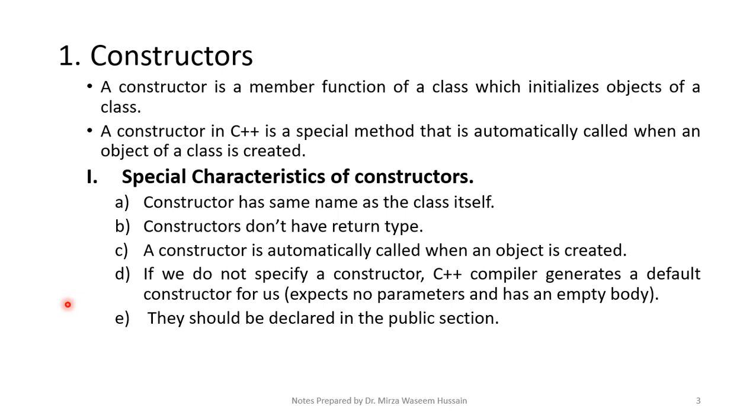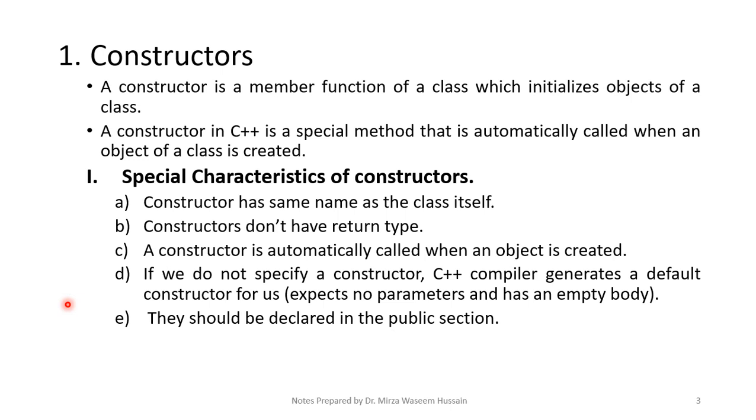Another property: the constructor is called automatically whenever the object is created. Moving further, if the user does not specify any constructor, C++ generates a default constructor. We will learn in the future what the default constructor really means and the types of constructors.